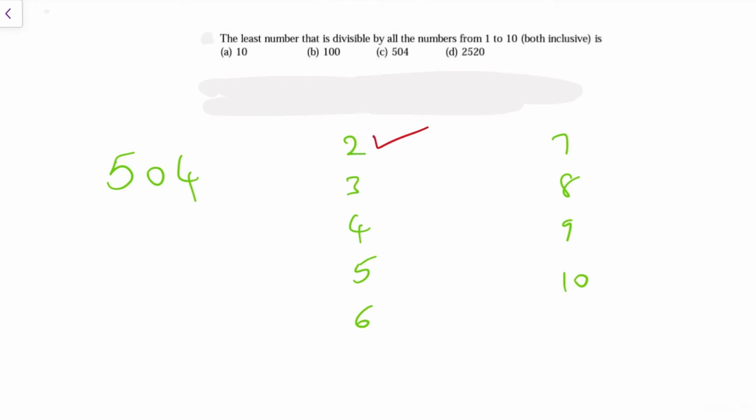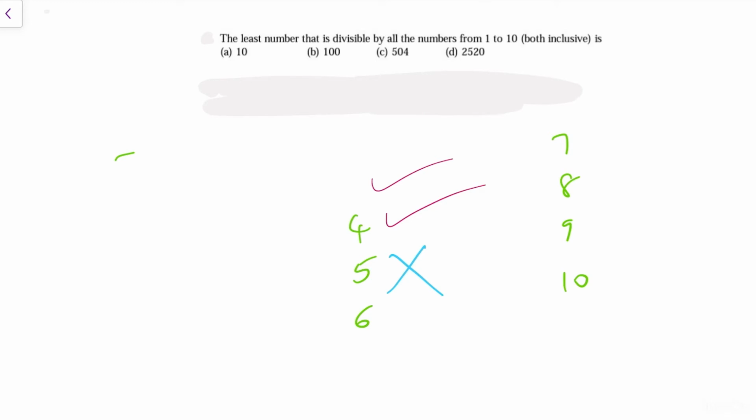Adding all the digits, 5 plus 0, plus 4, that is 9. So 9 is the sum of the digits of the number, so it is divisible by 3. Next, for 4, we need to check the last 2 digits, that is 04. 04 is divisible by 4, so definitely it is divisible by 4. Next, to be divisible by 5, the last digit should be either 0 or 5. In this case the last digit is 4, so definitely this is not divisible by 5. Now I can say that option C is also gone.